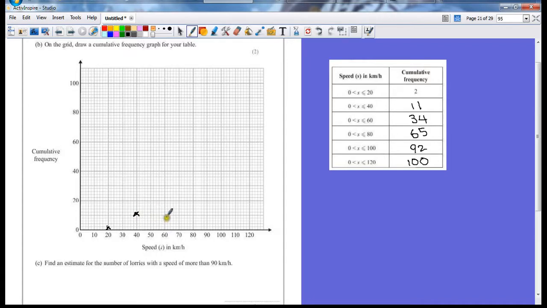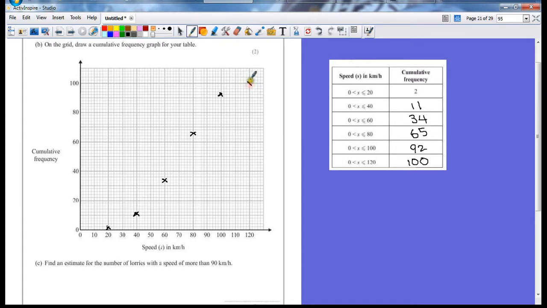Up to 60, then we go up to 34, which is there, I believe. Up to 80, we go to 65. Up to 100, this will go up to 92. It's all about remembering what type of graph we're trying to draw. A cumulative frequency graph should always give you this nice, lovely curved shape. From 0 to 120 goes up to 100.